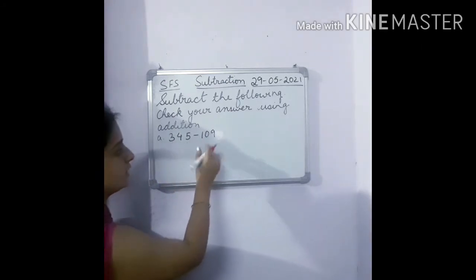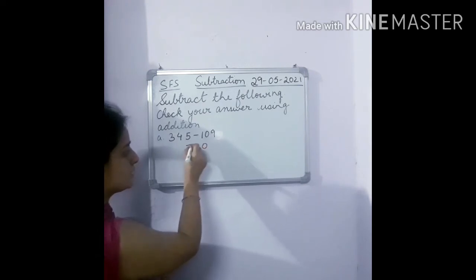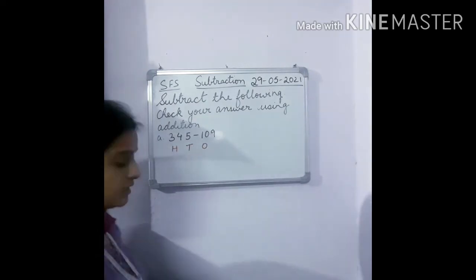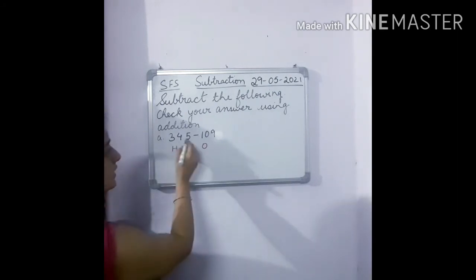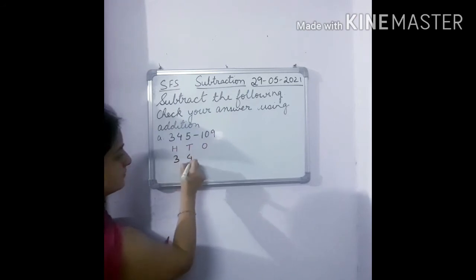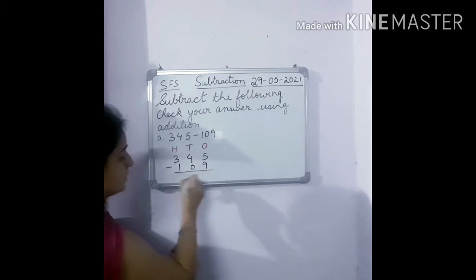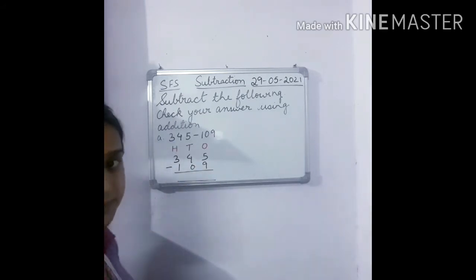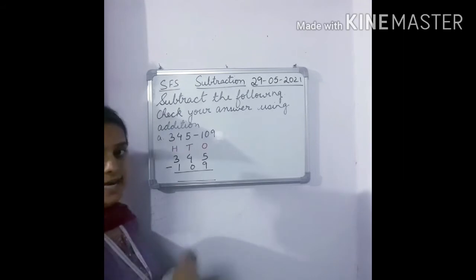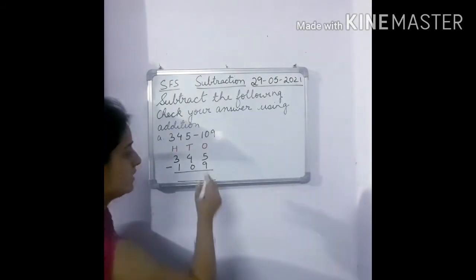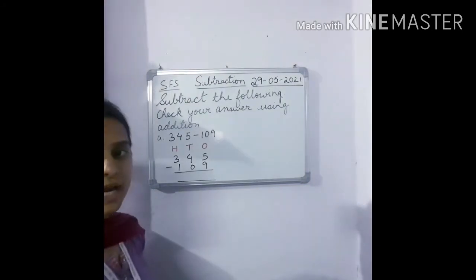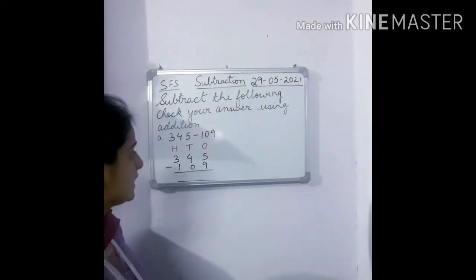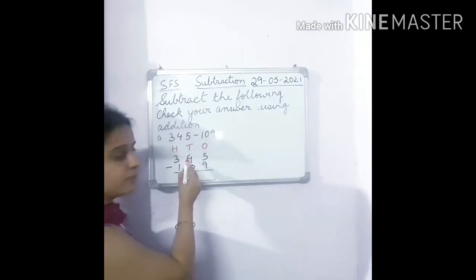345 minus 109. So 3-digit numbers are here, so we will give 3 places. Then we will subtract 345 minus 109. We always start our subtraction from the ones place. 5 minus 9. Can we do 5 minus 9, children? No, 5 is smaller, right? So what can we do, children? We will borrow 1 from 4.